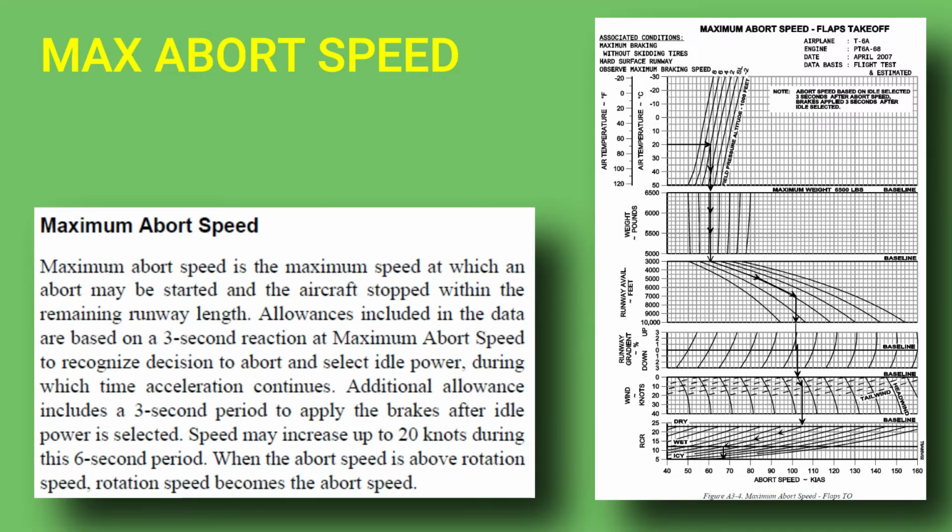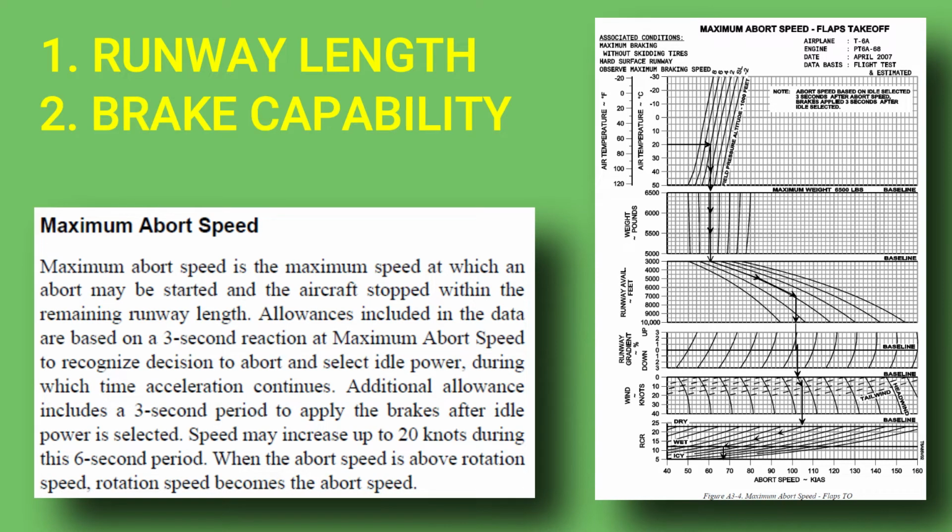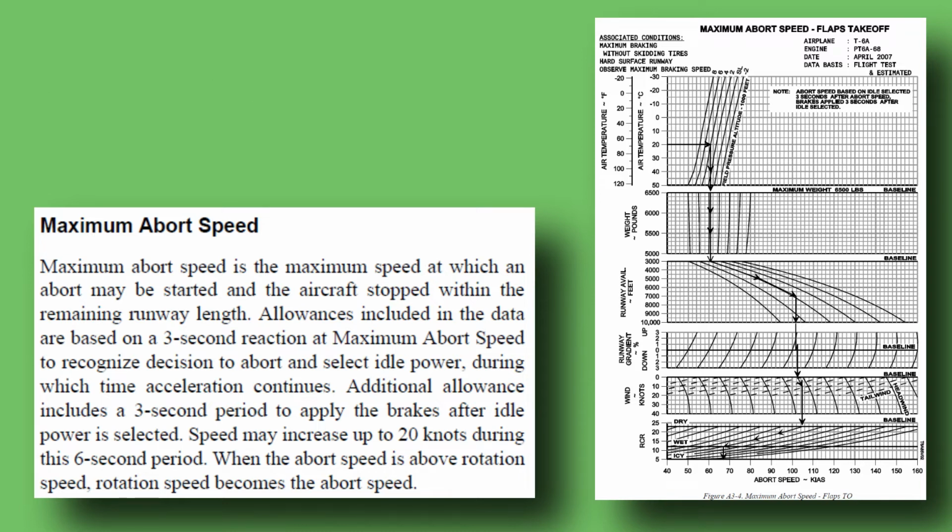We'll now look at max abort speed. There are two primary factors that affect abort speed: runway length and brake energy absorption capability. If you abort a takeoff above a certain airspeed, you'll either run out of runway, smoke the brakes, or both. To figure out your max abort speed, you first have to know your max braking speed. As you'll recall, VB was calculated at 102 knots indicated.